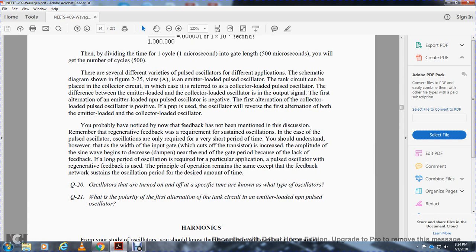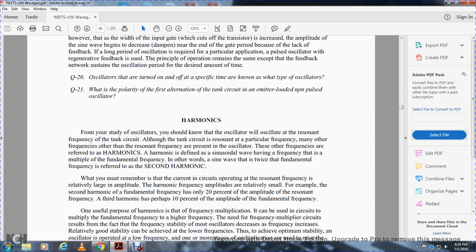You probably have noticed by now that feedback has not been mentioned in the discussion. Remember the regenerative feedback requirements for sustained oscillation. In this case, the pulse oscillator oscillations only require a very short period of time. You should understand, however, that the width of the input gate, which cuts off the transistor, may increase the amplitude somewhat, and the amplitude begins to decrease near the end of the gate. The lack of feedback limits the oscillation period. For a particular application of the pulse oscillator, regenerative feedback will be used, and the principal operation remains the same, except that the feedback network sustains the oscillation for the desired amount of time.